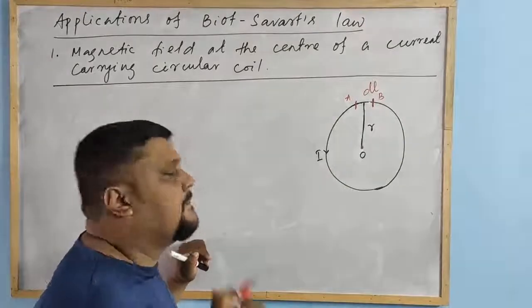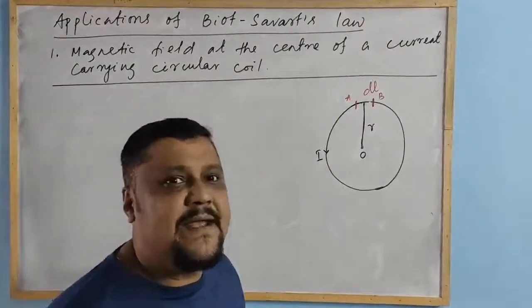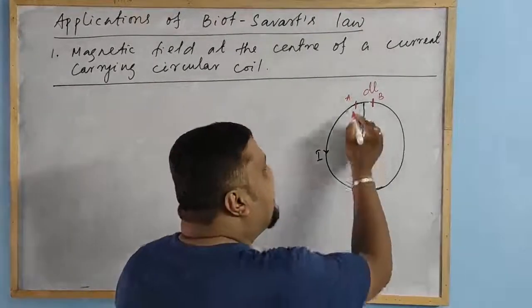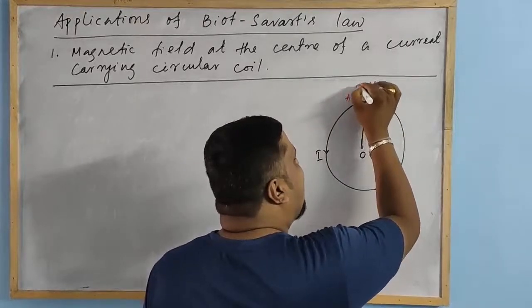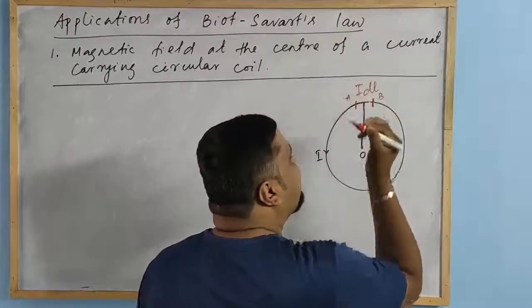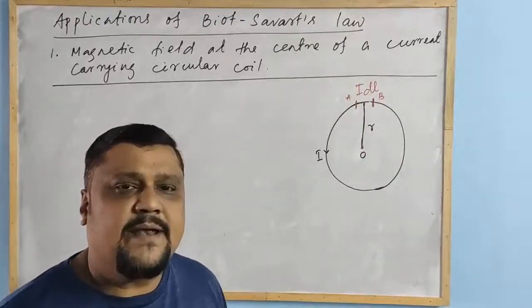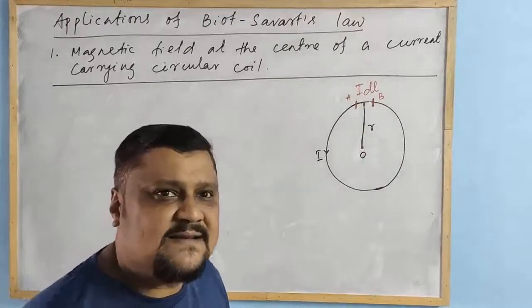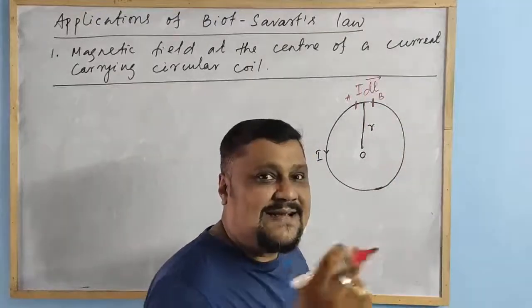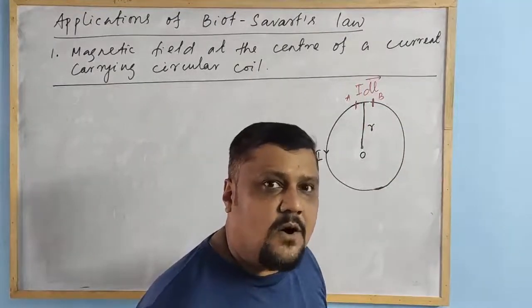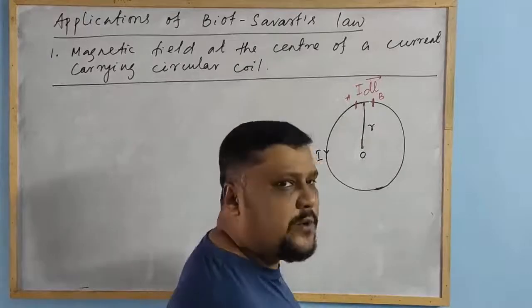Clear? What is the current element? I dl, this is the small element. Current element means I into dl, that is the current element. What is its direction? The current element, I dl, is along the direction of current. In what direction is the current flowing?